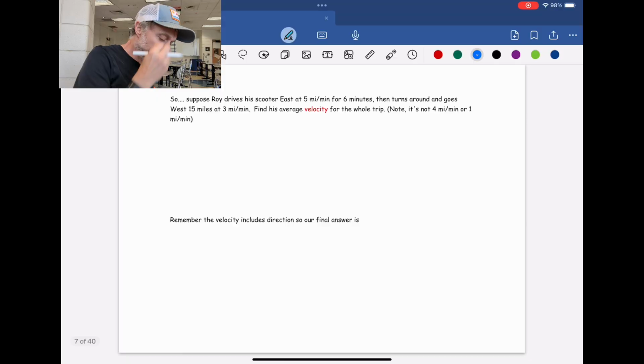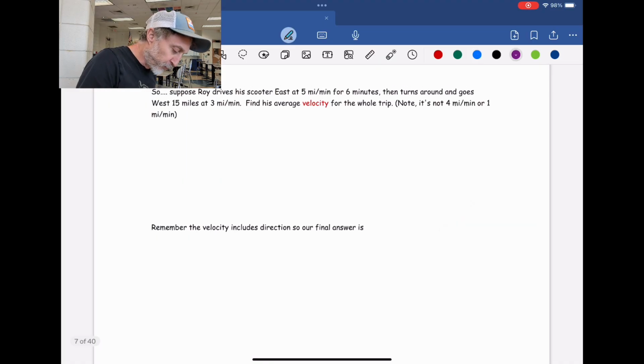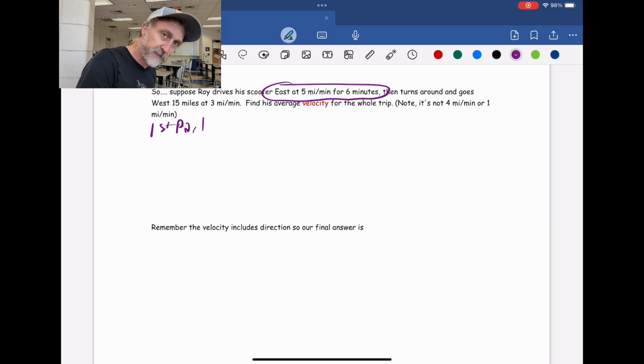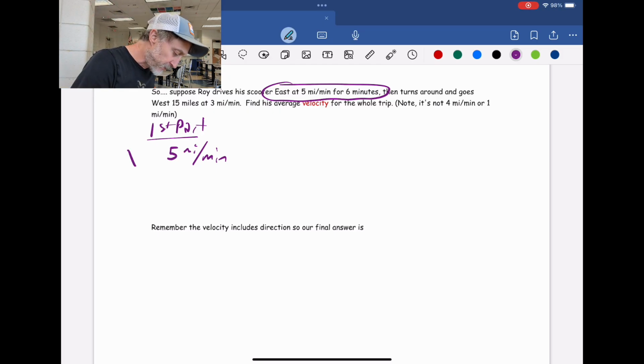All right, so in this example, it says, suppose Roy drives his scooter, so there's 2 parts to the trip. We'll keep track of the first part in purple. Roy drives his scooter east at 5 miles per minute for 6 minutes. So let's write down what we know. So here's the first part. Okay, so 5 miles per minute. Oh, remember we said per indicates velocity. Miles per minute. Oh yeah, that's the velocity.